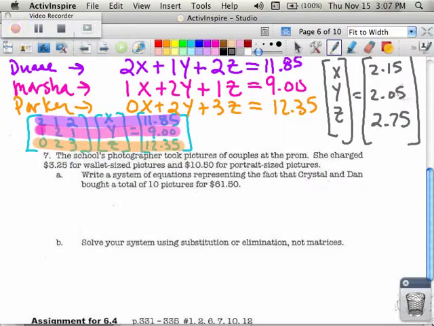The last problem that we're going to set up based on what they talk about here. So here we have a school photographer taking pictures of couples at the prom, and she was charging $3.25 for wallets and $10.50 for portraits. And we're supposed to write a system of equations representing the fact that there were 10 pictures and the cost was $61.50.